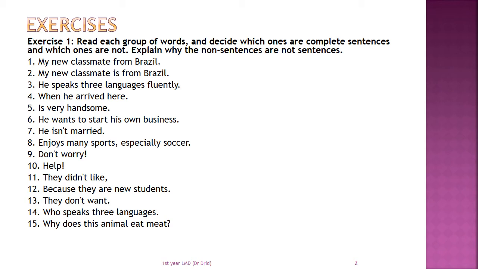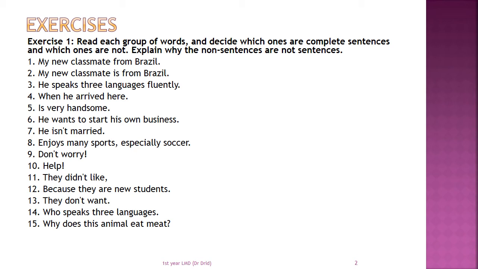The third one. He speaks 3 languages fluently. Where is the subject? He. Is there any predicate? Yes. Speaks 3 languages fluently. It starts with the verb speak. There is a subject and predicate. Now what about the meaning? The meaning is complete. So this is a sentence.